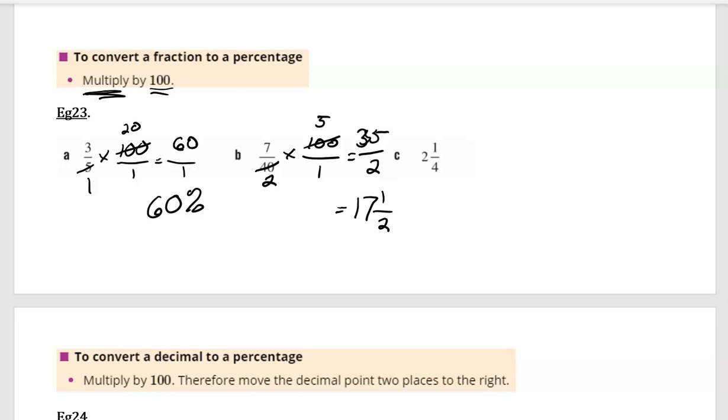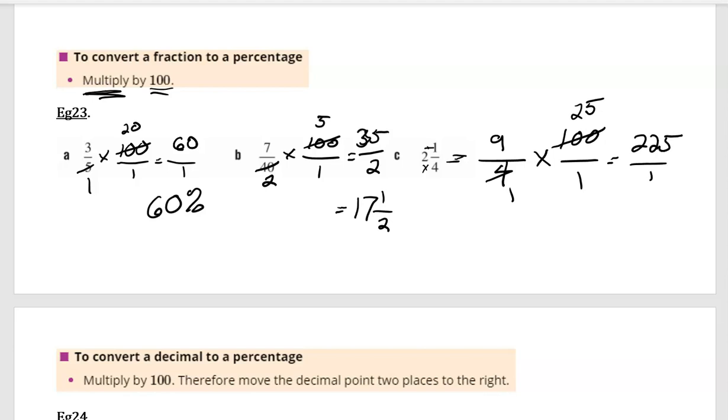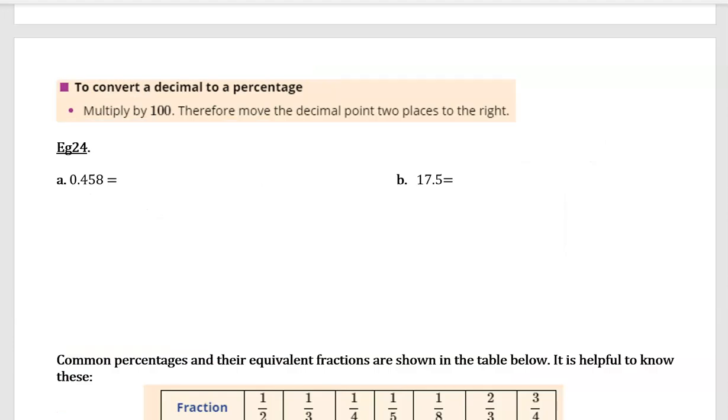If we're going to do mixed numerals like this, it's better to convert. So 4 times 2 is 8, plus 1 is 9. So 9 over 4 times 100, which is the same as 100 over 1. And let's cancel out. Let's see, 4 into that makes 25, makes 1. 9 times 25 off the top of my head is 225 over 1. So the answer is 225%.